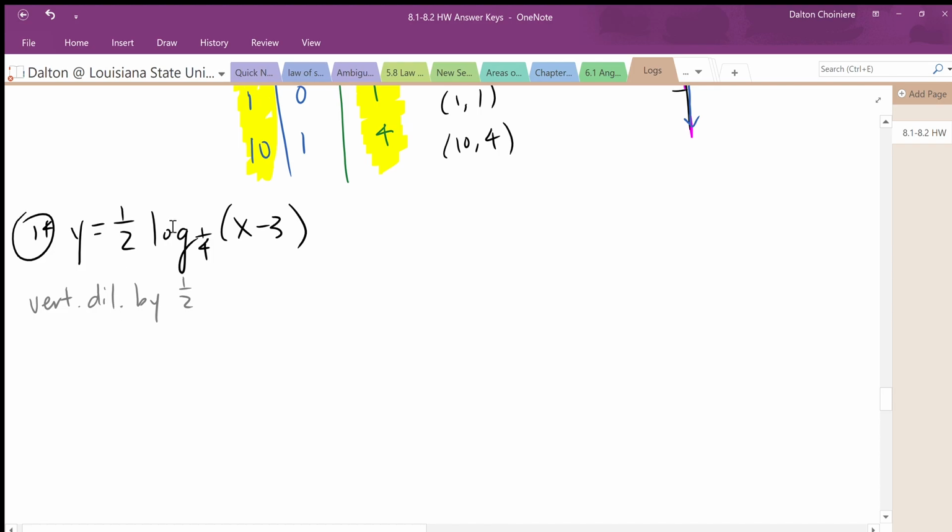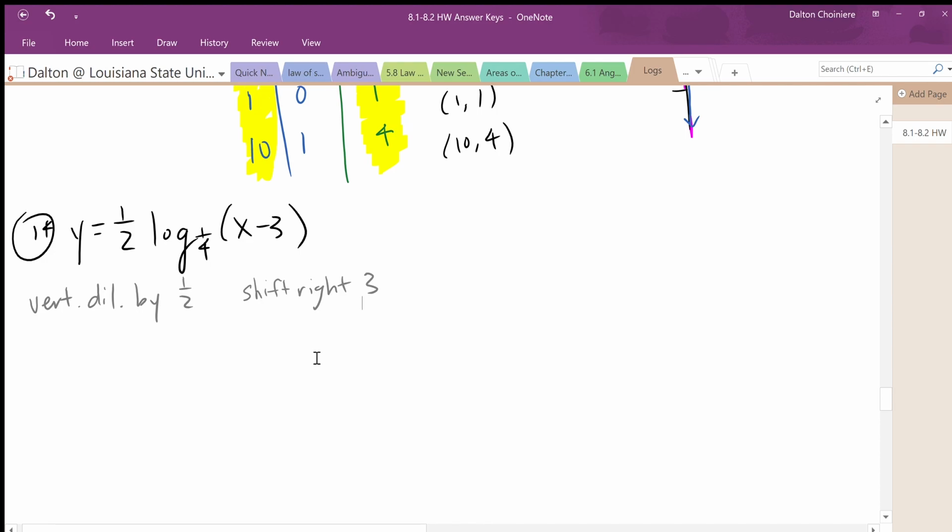The base itself doesn't change a transformation. That just changes kind of the basic structure. That kind of changes the original stretch, if you will, or growth or decay of it, but that's not a transformation itself, so it really doesn't matter what your base is. X minus 3 is going to shift our function to the right 3. Shift it to the right 3.